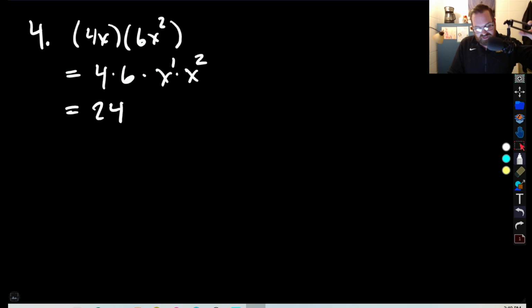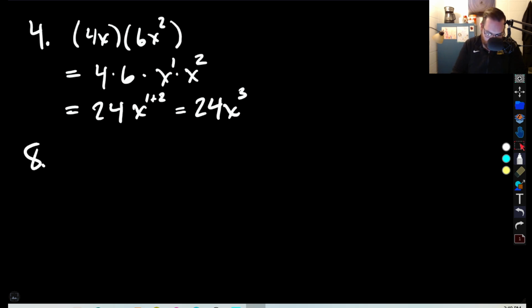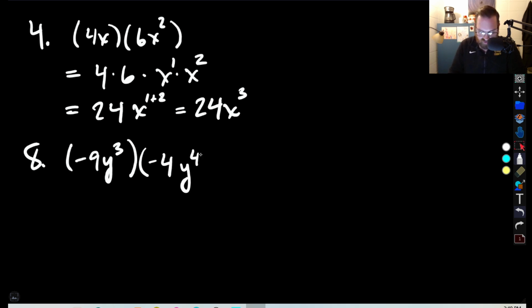And so then we're going to add these exponents together. So this is the same thing as x to the 1 plus 2, which in this case works out to being 24x to the third power, okay? All right, question 8. Same kind of idea. 9y to the third power times a minus 4y to the fourth, okay?